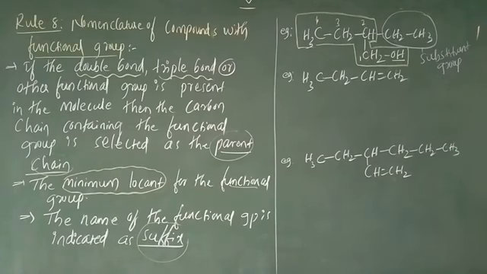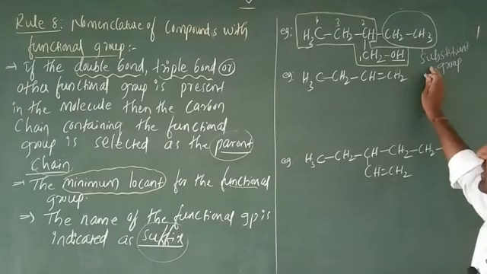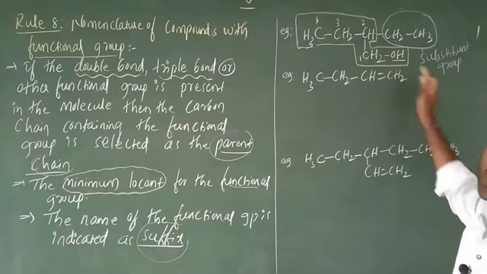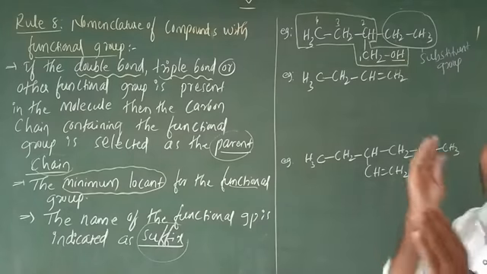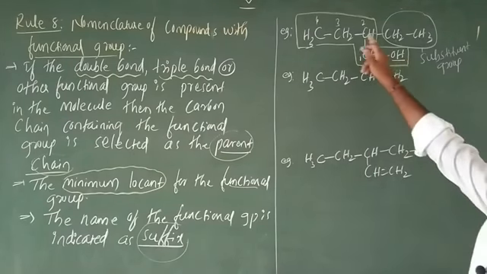Prefix, root word, next one is what? Suffix, you have to follow that one. First the prefix, then the root word, and the suffix will come last. Prefix, root word, suffix, like this. That's why in this case the positions are 1, 2, 3, 4.